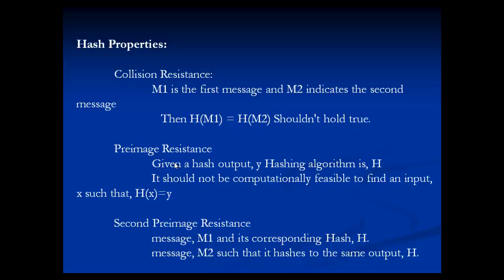This is pre-image resistance. And the last property is called second pre-image resistance, which is very similar to collision resistance. If you have message M1 and you have generated a hash using some algorithm, there should be no other message M2 such that it hashes to the same output H.